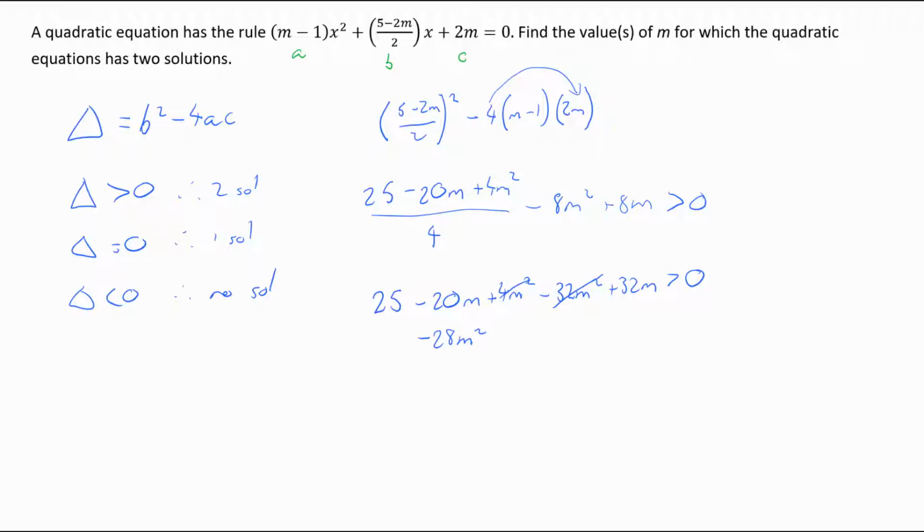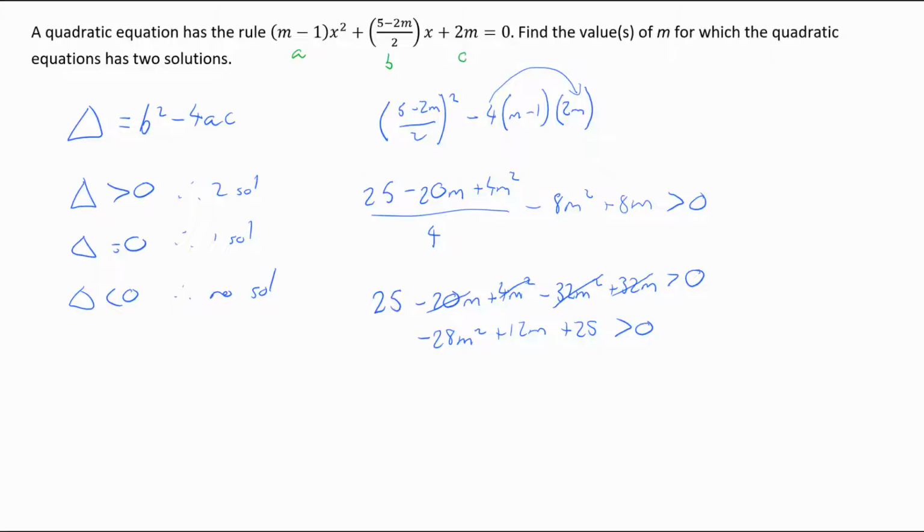Negative 20m plus 32m will give us plus 12m. And then we've got our plus 25 by itself, and we want that to be greater than 0. Now, this is where you start to get a little confused because this in itself is a quadratic problem, but it's a little bit simpler to work with. What we want now is to find what values of m would make this expression greater than 0. And if you can find that, you win.